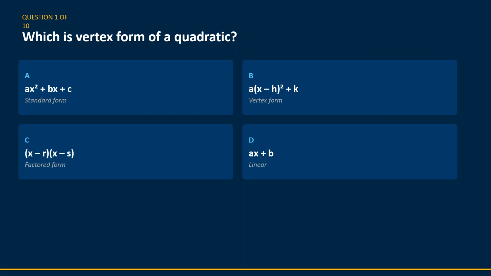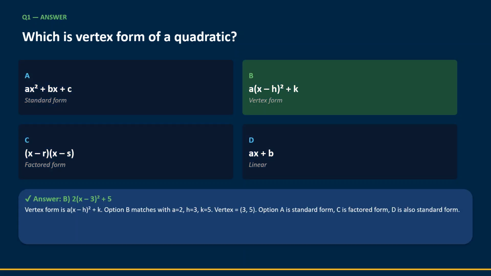Question 1. Which of these is the vertex form of a quadratic? Look at all 4 options and pick the one that matches the pattern a times the quantity x minus h squared plus k. The answer is C, a times the quantity x minus h squared plus k. Option A is standard form, option B is factored form, and option D is point-slope form for a line, not a quadratic at all. Vertex form always has a squared binomial plus a constant.